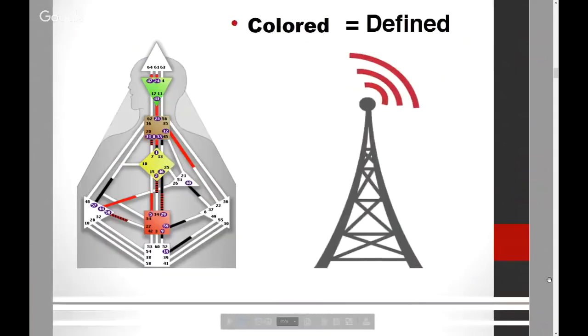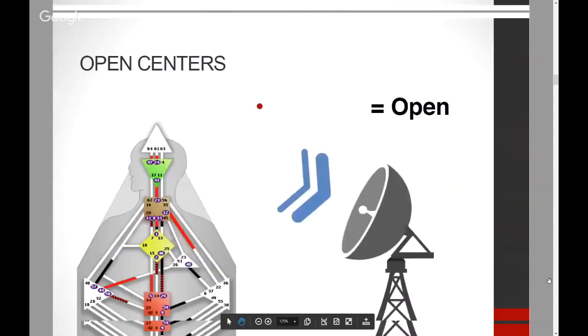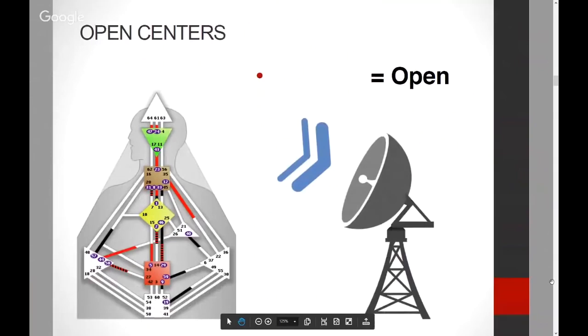The white parts of the chart are open. The open centers, anything that's white, really, really white, because it doesn't even show up on the slide. Anything that's white is open. Wherever we have openness in the chart is where we are taking energy and information in from the world around us, and we're not just receiving that energy, we're actually amplifying it.